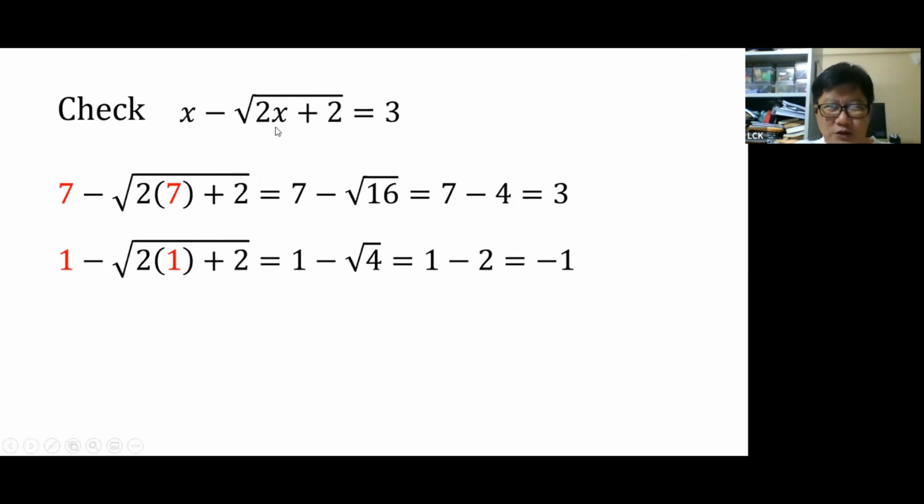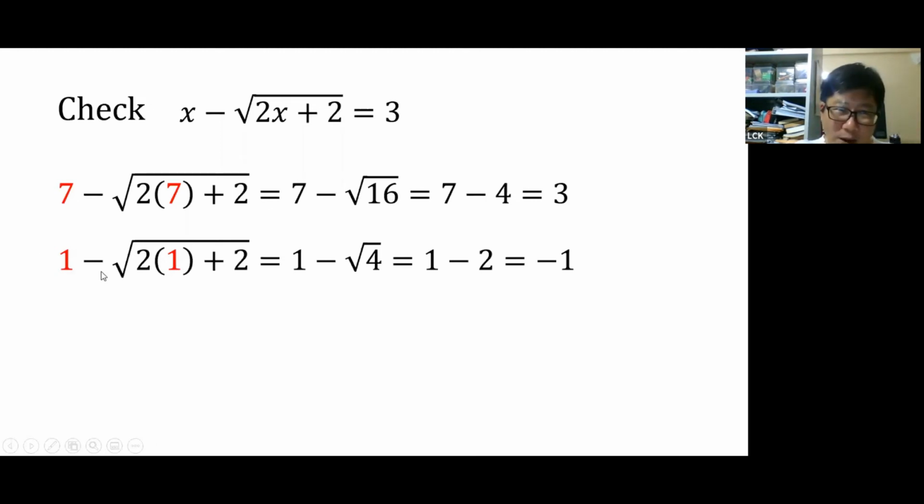7 minus the square root of 2 times 7 plus 2. So it's 7 minus the square root of 2 times 7, which is 14, plus 2, which is 16. So it's the square root of 16. So that's 7 minus 4 equals 3. It checks out. It checks out. So 7 is a solution.